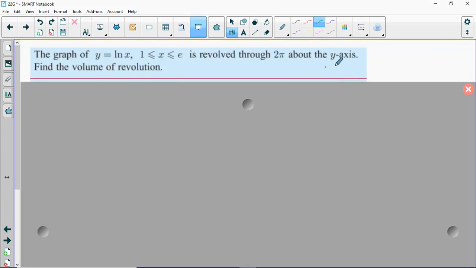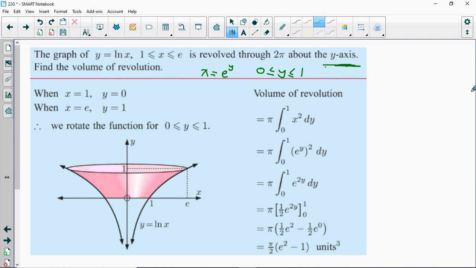In this example, we want to rotate around the y-axis, which means we're not going to think about y equals ln of x. Instead, we're going to consider its inverse. So we're going to say x equals e to the y. And then we need to change our endpoints. So instead of 1, remember this is an x value, so we can say 1 equals e to the y. What should the y value be? Well, that's going to be 0. And then when x equals e, e equals e to the y, that's going to be 1. So we've got a definite integral from 0 to 1 of e to the 2y, and then multiply that by pi.